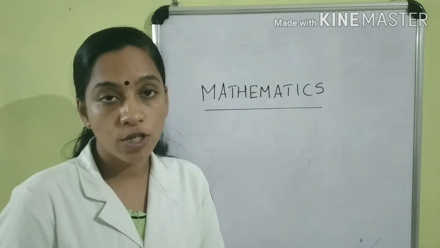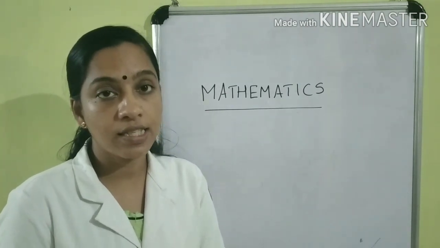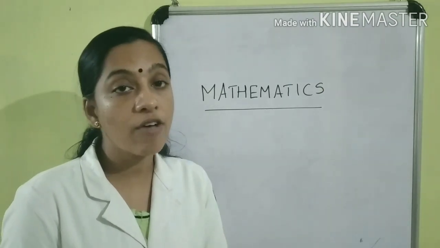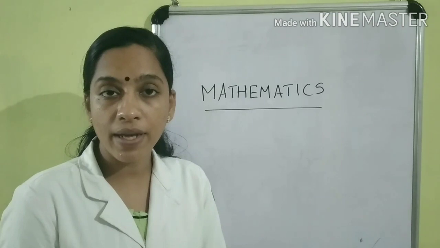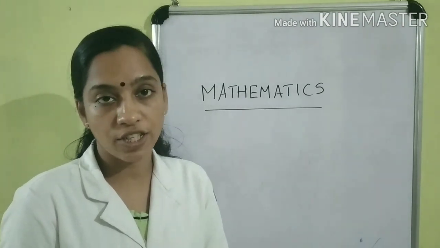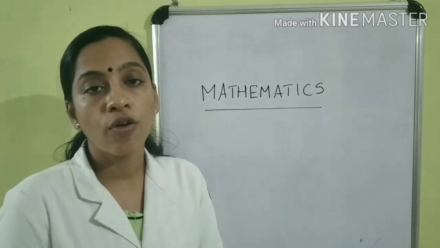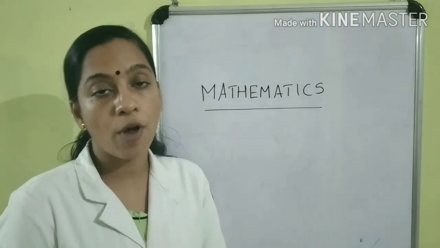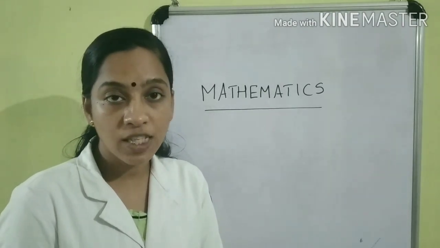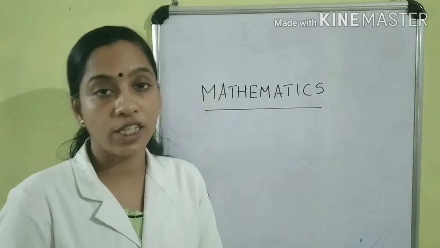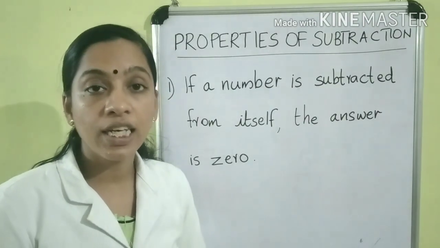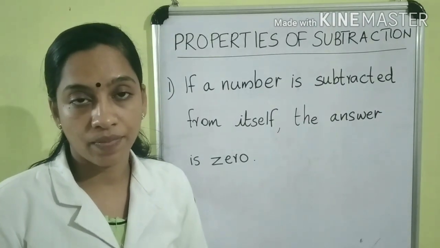So children, today we will discuss the properties of subtraction. We have learned the properties of addition. Did you remember that? Yes. We learned three properties in addition. Here also, we have to learn three properties in subtraction. So, now I will explain about the subtraction properties. Let us start. Children, we have to learn three properties in subtraction.